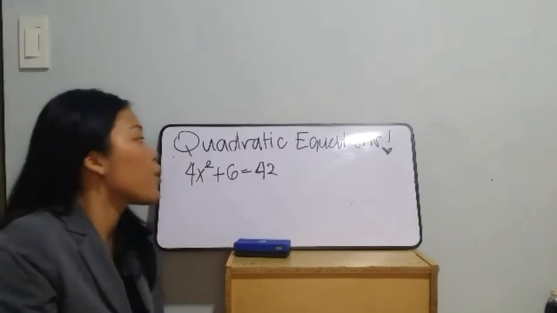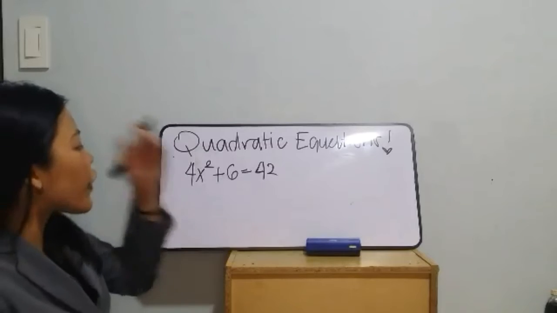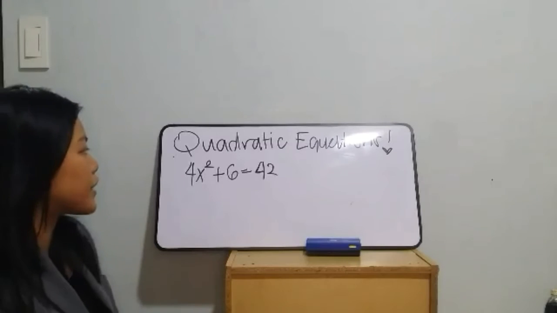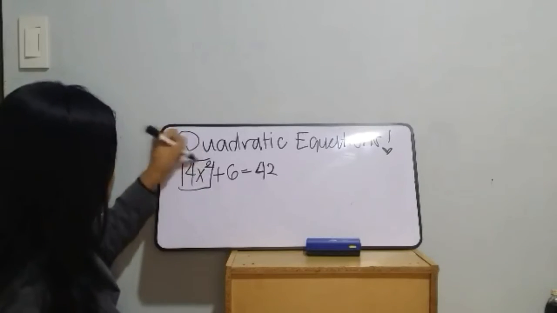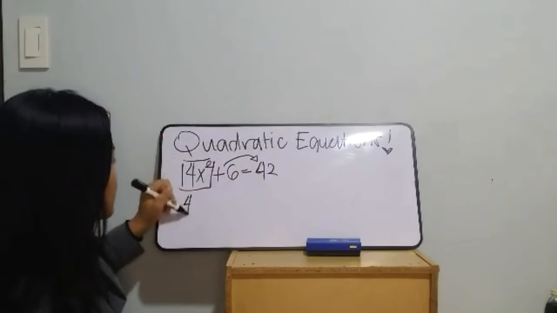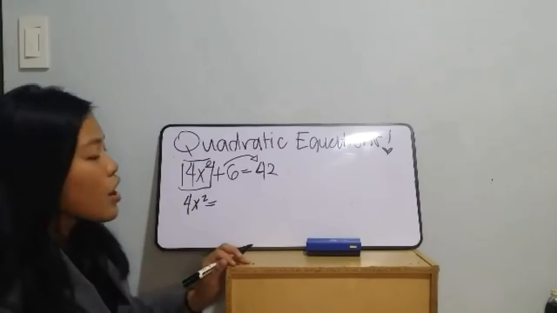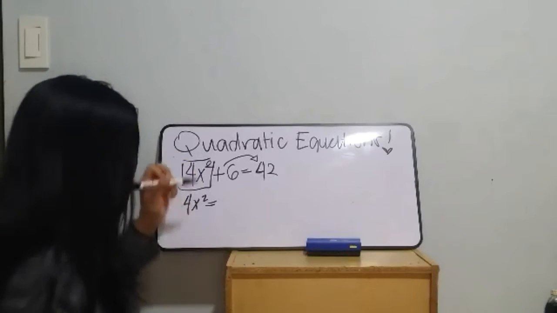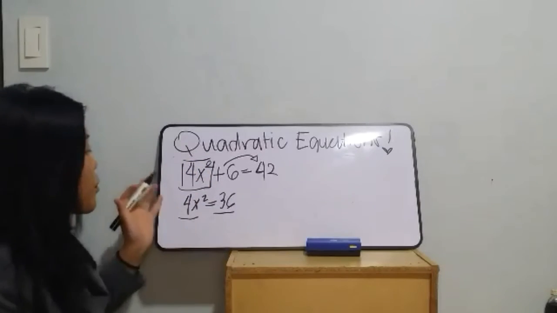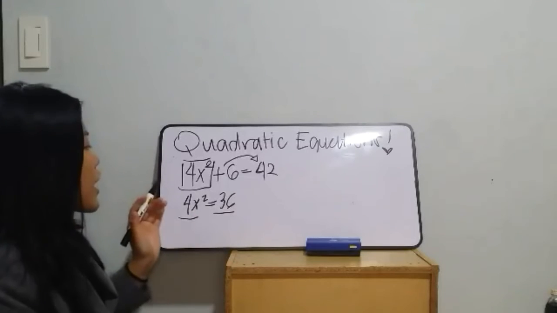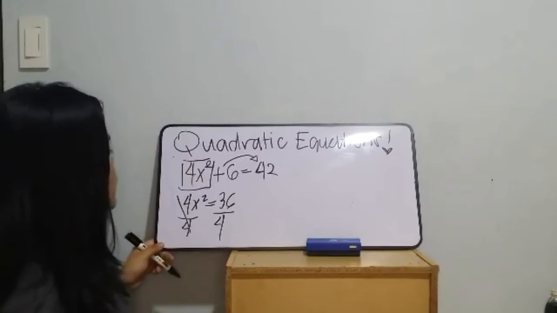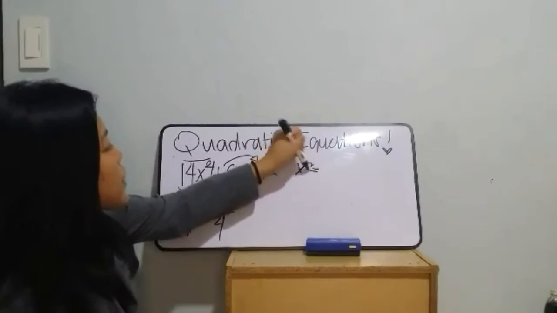Now we have another example, which is 4x squared plus 6 is equal to 42. Again, we're going to isolate what is being squared. By doing that, we're going to move 6 to the other side. So now we have 4x squared is equal to 42 minus 6, which is 36. Again, we're going to divide both sides by 4 to cancel out the 4 and leave x squared. So now we have x squared is equal to 36 divided by 4, which is 9.